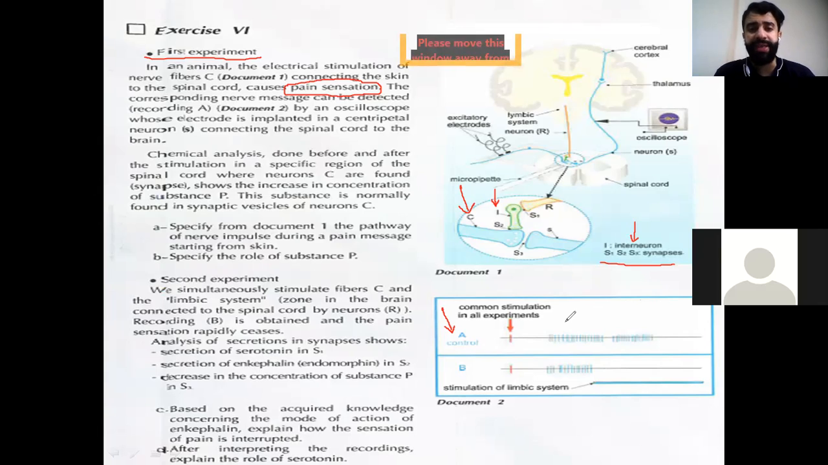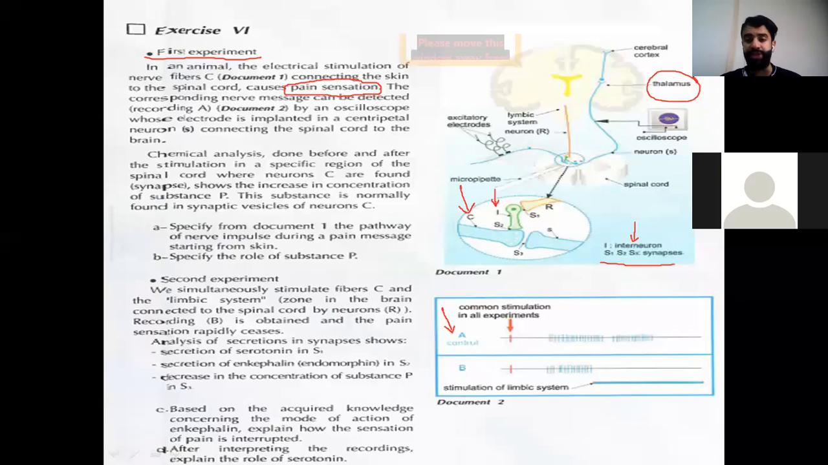These recordings can be detected using an oscilloscope where the electrode is implanted in the centripetal neuron, the neuron connecting the spinal cord to the brain. Already we know that in the brain we have two parts. We have the thalamus and we have the cerebral cortex, the outer layer of the cerebrum.